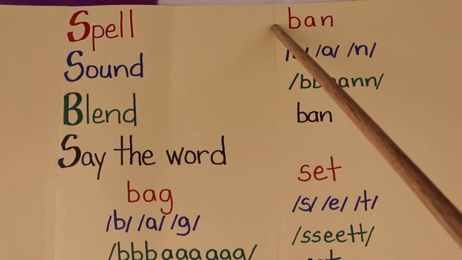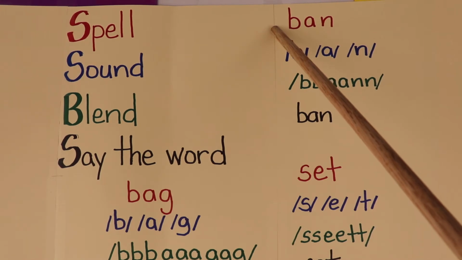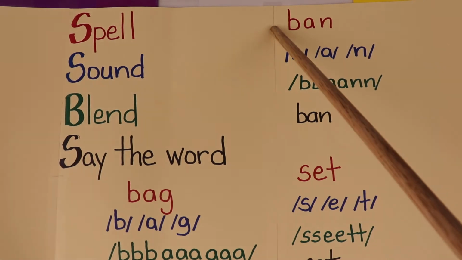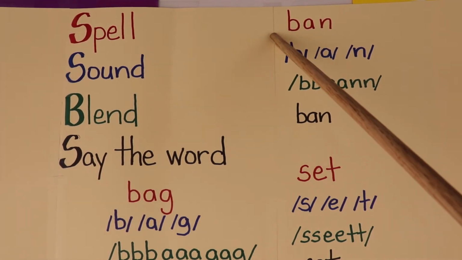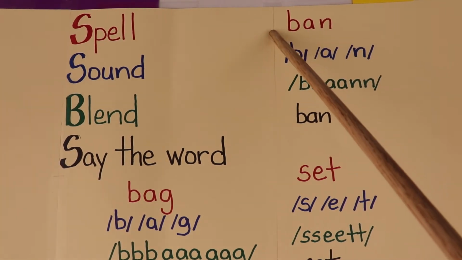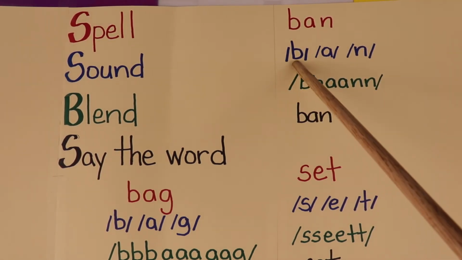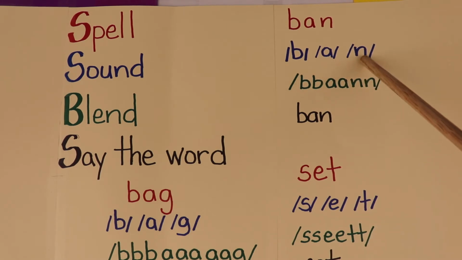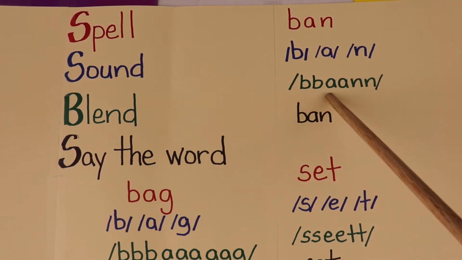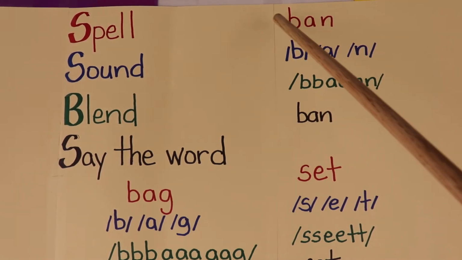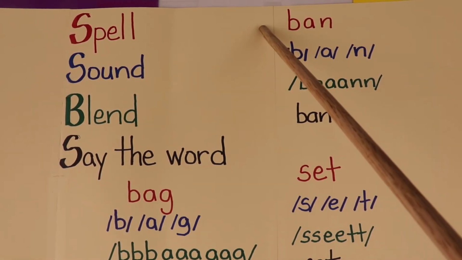Now you and I will do it together, and I have a volunteer who's going to do it with me. So let's begin. Spell B-A-N, sound B-A-N, blend ban. The word is ban. Good job, volunteer. Good job, boys and girls.